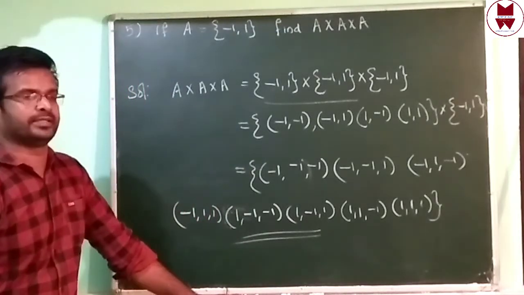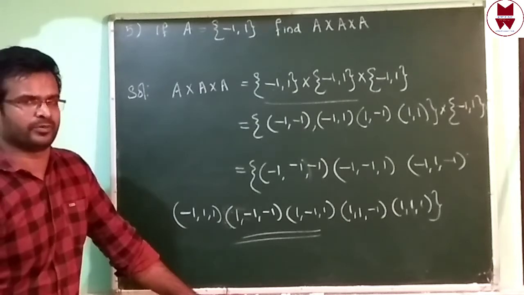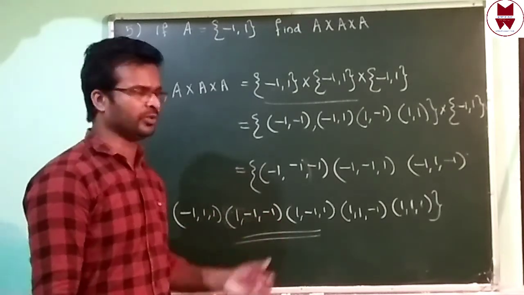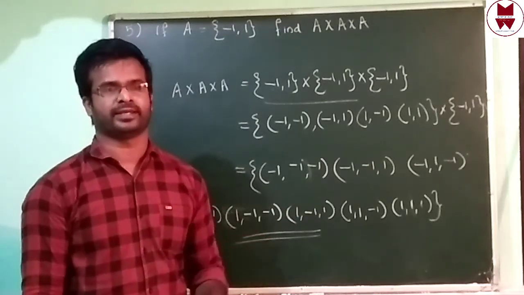This is our Cartesian triplet, not a Cartesian pair or ordered pair. This is not an ordered pair. Pair means 2 elements. Triplet means 3 elements.